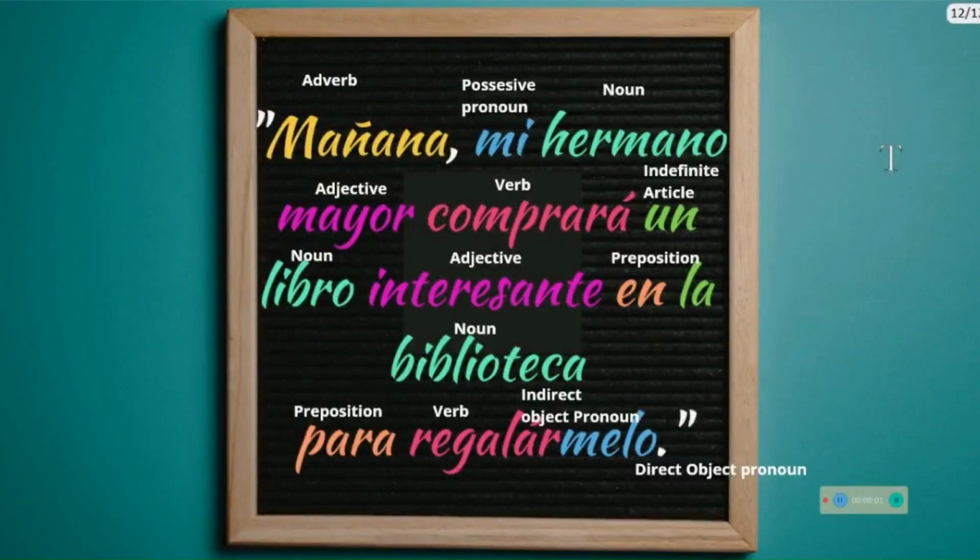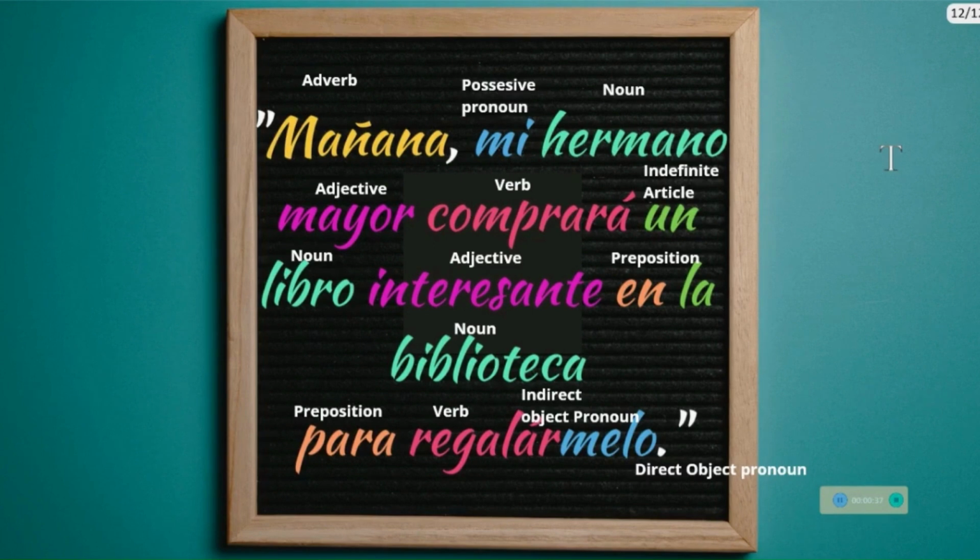Let's break down this sentence to understand better. So, mañana is an adverb that represents the time when the action will take place. Mi is a possessive pronoun that indicates possession, meaning my in English. Hermano is a noun that refers to the subject's brother. Mayor is an adjective that describes the quality of being older. Comprará is a verb that expresses the future tense of comprar, which means to buy.